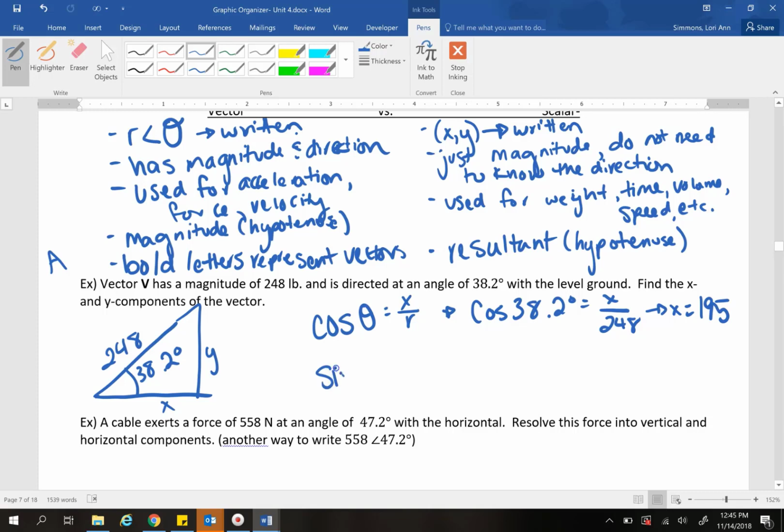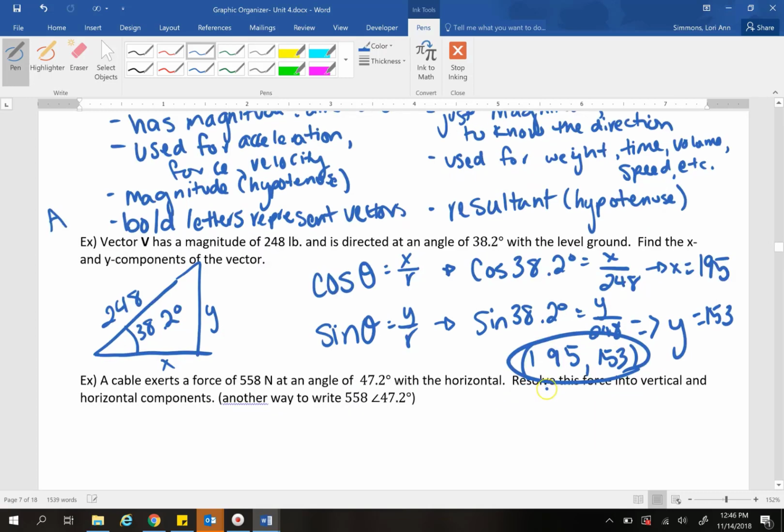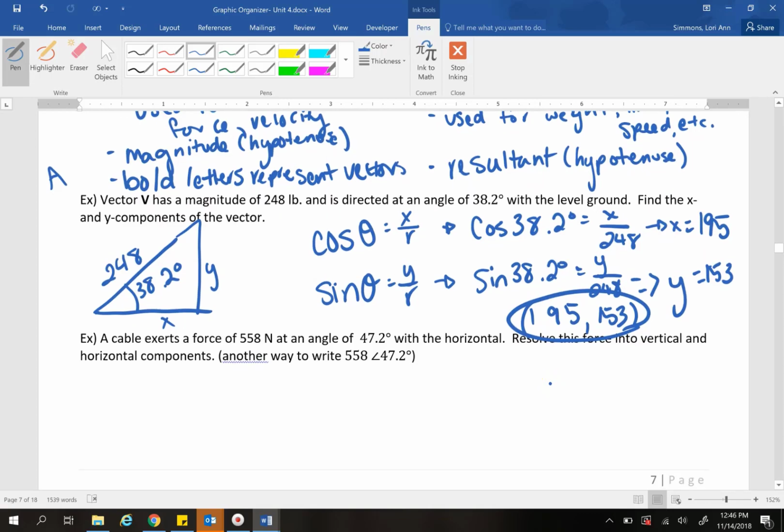And then we can do the same with sine, because that is y over r. We have our angle and we have our r. So sine of 38.2 degrees is equal to y over 248. Take 248 times the sine of 38.2 degrees. You should get y equaling 153. If you're not getting these answers, make sure your mode on the calculator is in degrees, not in radians.